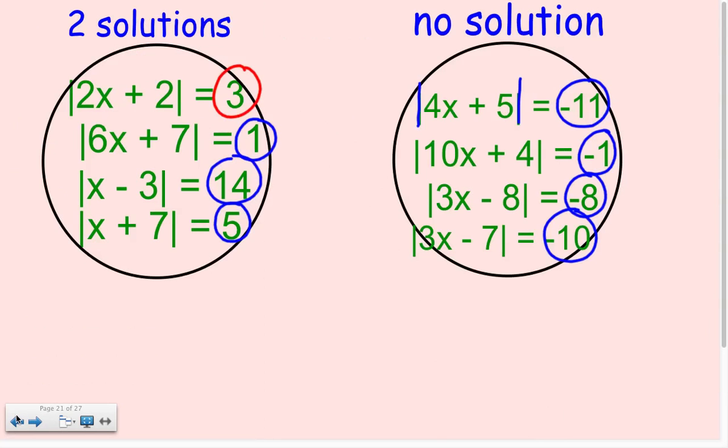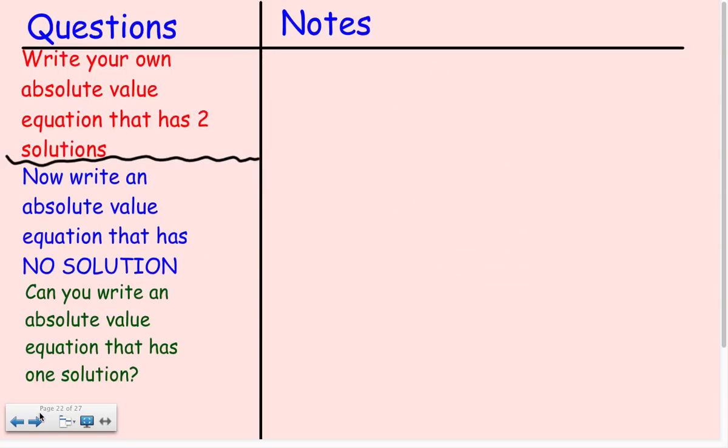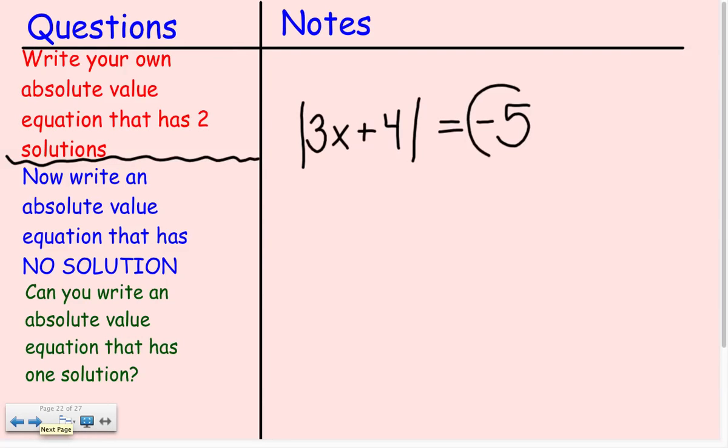if I want it to have no solutions, what do I need? Oh, I need whatever is to the right of the equal sign, or by itself on the equal sign, to be negative. So I'll draw my absolute value bars, and then I need this to be a negative number. I'll just pick negative 5. I can write any equation I want on this side, so we'll say 3x plus 4. Now my answer, since this is a negative 5, there's nothing I can put in for x to make this be a negative 5 when I take the absolute value of it, so the answer is just no solution.